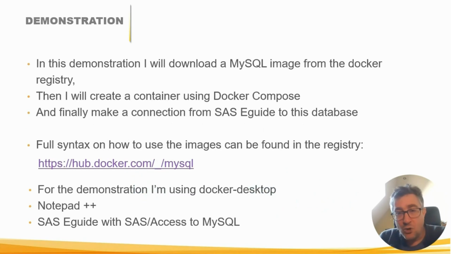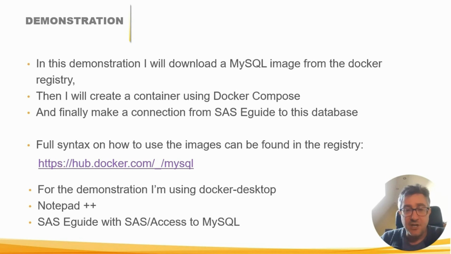So for the demo, I will download the MySQL image. Then I will show you the code to use with Docker Compose. I will execute it via the CLI. And then I will make the connection to this database through Enterprise Guide. If you want to get more information on the MySQL image I'm using, you can go to the Docker registry, which is here on hub.docker.com.